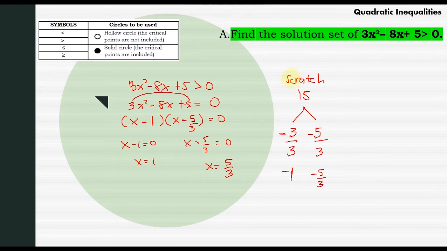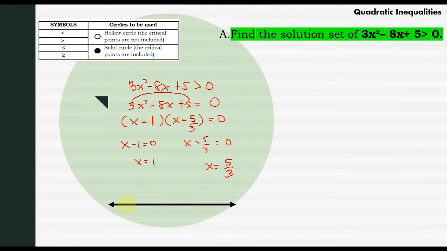So allow me to erase this one. Let's have here a number line. On our number line, we're going to plot our critical points. So we have here the integer 1. The other one is 5 over 3, or 5 thirds, which is also equal to 1 and 2 thirds. So it means it is located on the right side of our integer 1. So I'm going to write here 1 and 2 thirds.